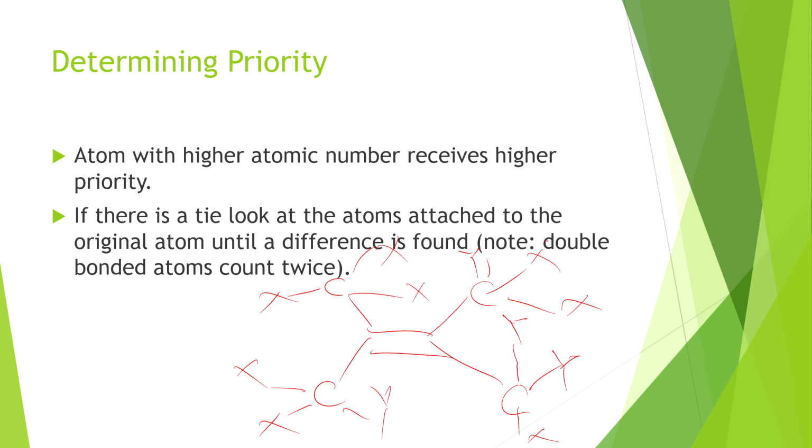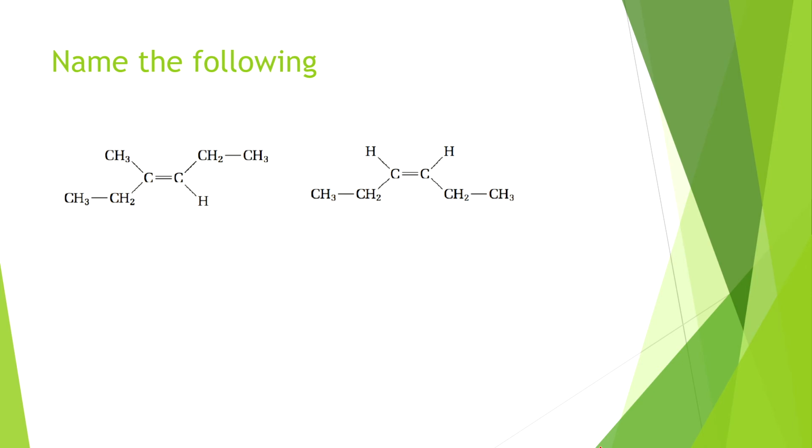And now we have a note here where the double bonded atoms count twice. This is a note for the future when we get into functional groups. Basically, some functional groups are double bonded, and that means that the double bonded atom counts twice for this priority system. So let's name the following. Let's use the EZ system because that is the preferred system.